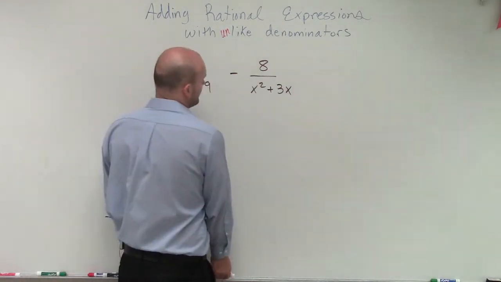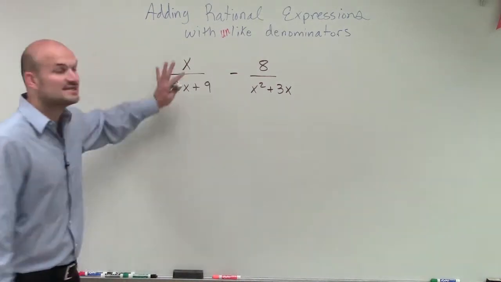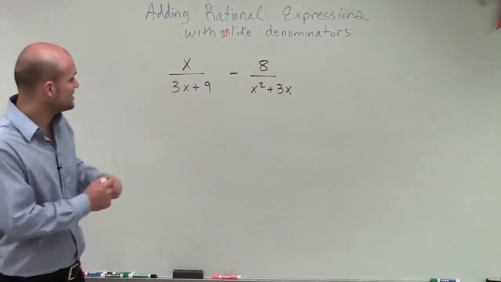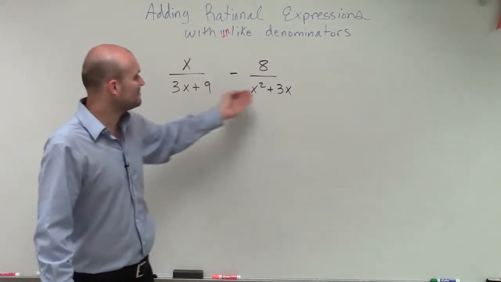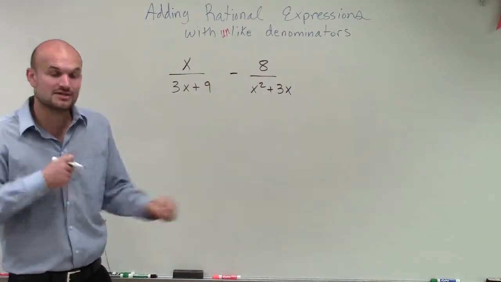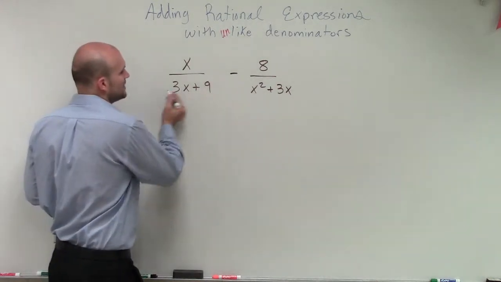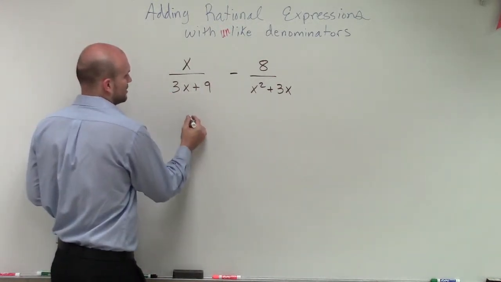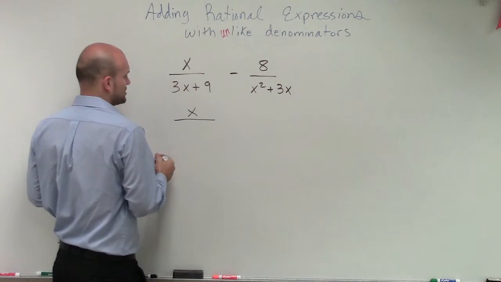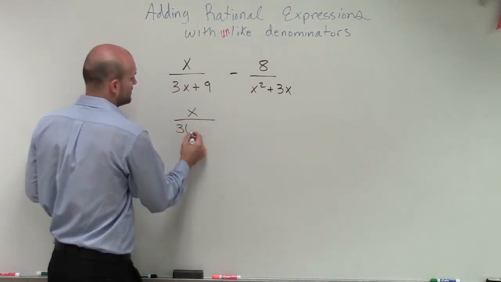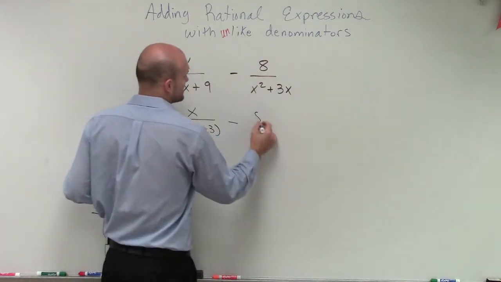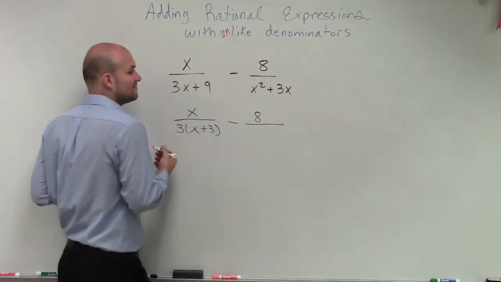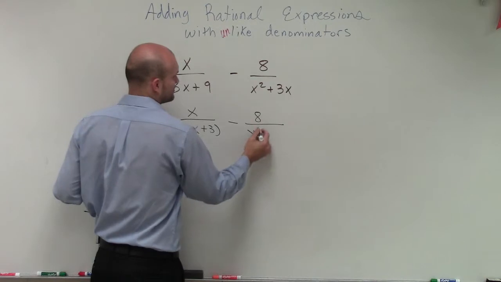So what's very helpful a lot of times is to simplify each of these as much as possible. Now we see that our numerators are already simplified. We can't simplify them further. However, let's see what we can do with our denominators to simplify them. So here I can factor out a 3. I'll just rewrite the whole expression again. If I factor out a 3, I'm left with 3 times x plus 3, minus 8 over, and then here I can't factor out a 3, but I can factor out an x.